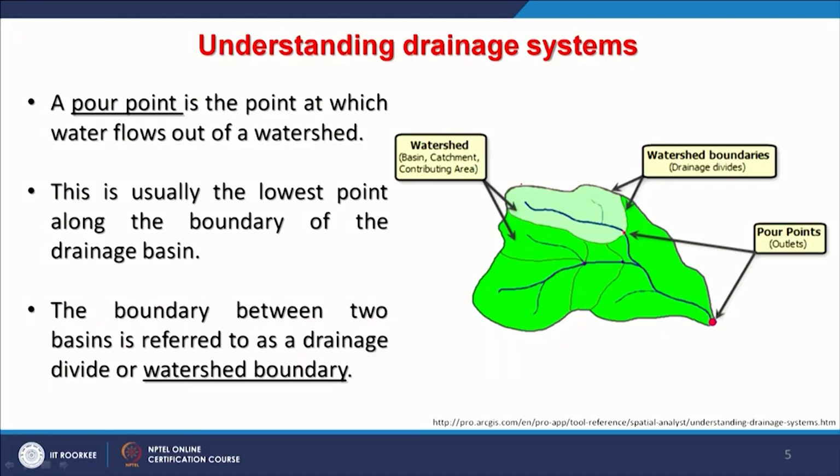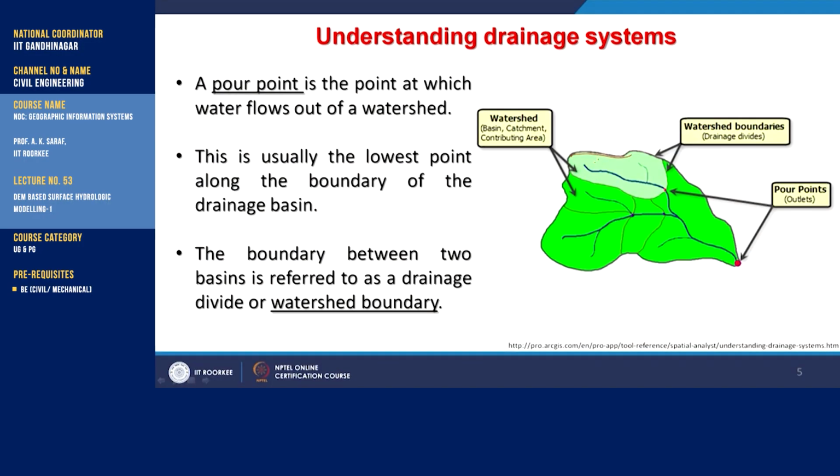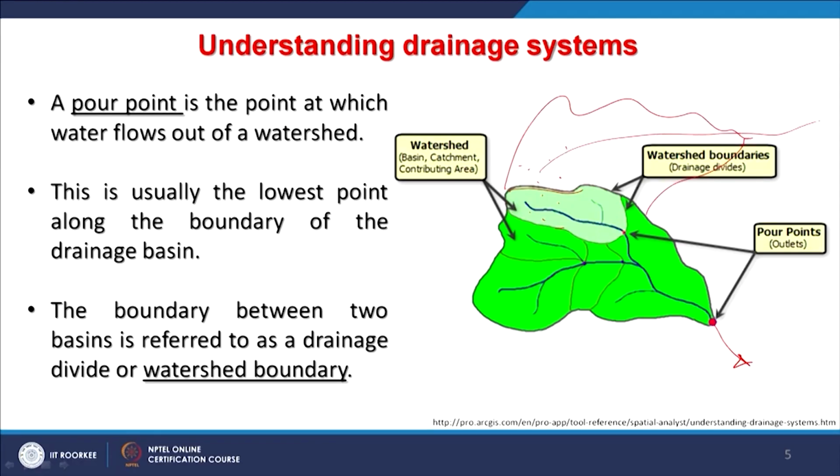And the boundary between two basins or watersheds is defined as a drainage divide or watershed boundary. So, if this is the boundary and if rainfall occurs here, and surface runoff occurs, it will come out from here. But if rainfall occurs there, then there will be another watershed and the outlet might be in this direction. So, that will come out like this. So, this becomes the outlet for that. So, basically the precipitation which falls in the boundary will come out through surface runoff.